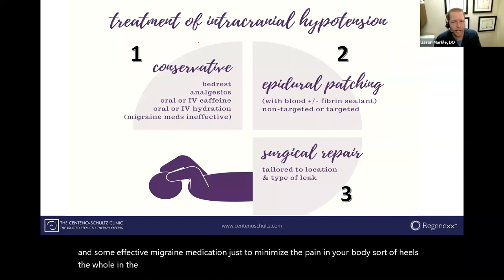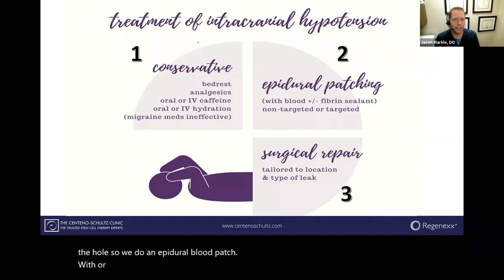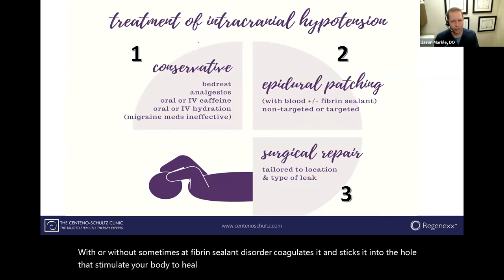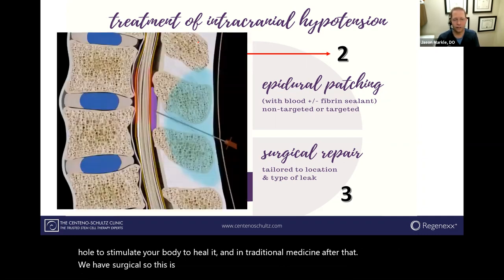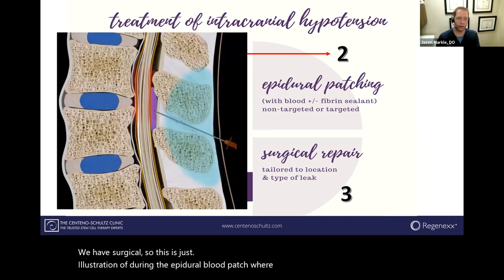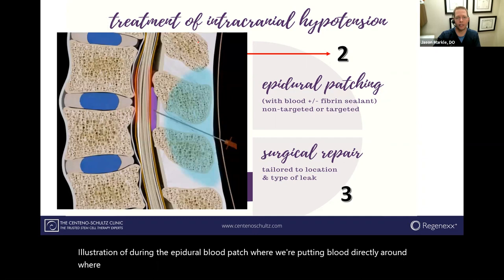If that doesn't work, the next would be basically trying to plug the hole. So we do an epidural blood patch with or without sometimes a fibrin sealant that sort of coagulates it and sticks it into the hole to stimulate your body to heal it. And in traditional medicine after that, we have surgical. So this is just an illustration of during the epidural blood patch where we're putting blood directly around where that dural leak is to see if we can get the plug, hold the plug, and then hopefully get the body to heal it.